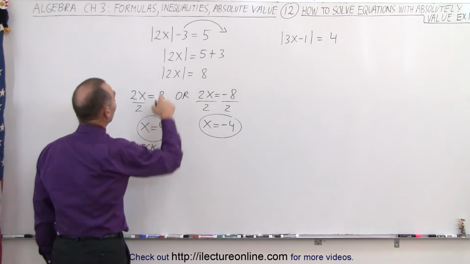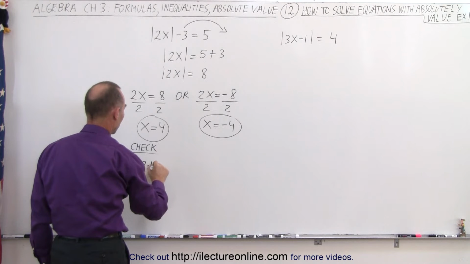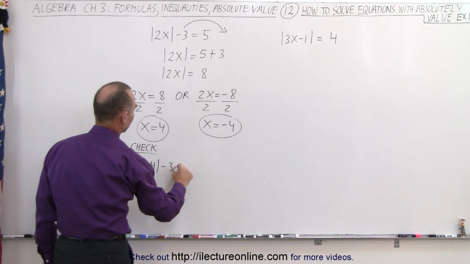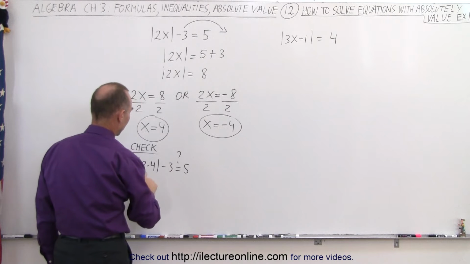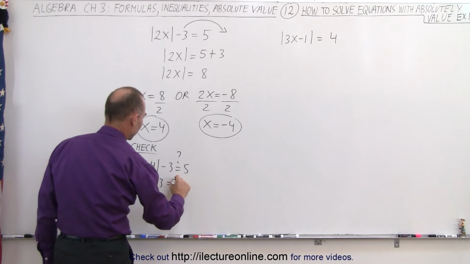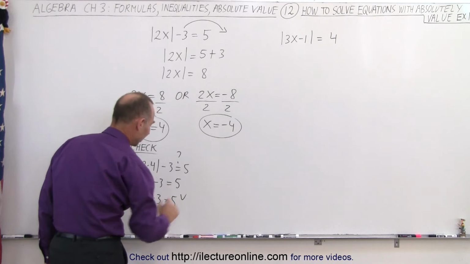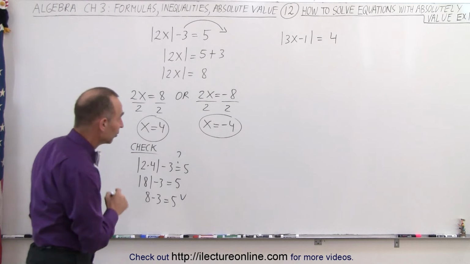So we plug in a 4 over here and see what we get. The absolute value of 2 times 4, minus 3, is that equal to 5? And sure enough, when we take the absolute value of 8, we should get simply 8. So yes, indeed, 8 minus 3 is indeed 5. So that checks out. Now let's try the other solution.